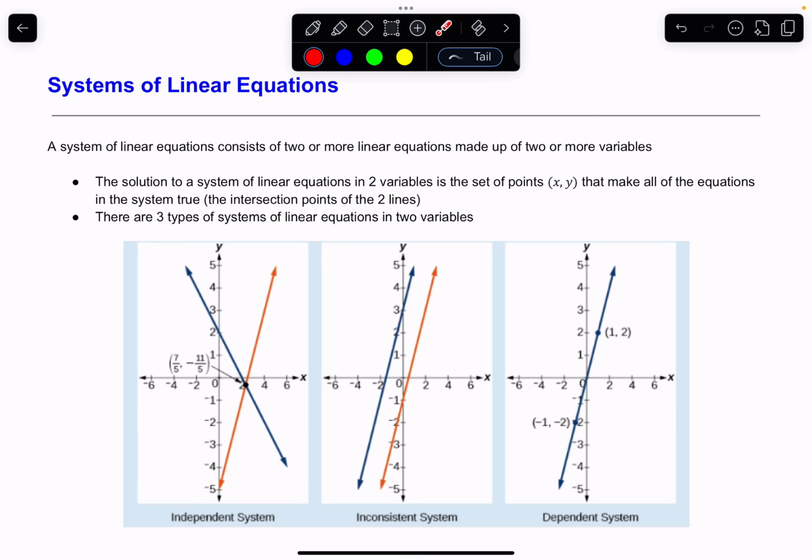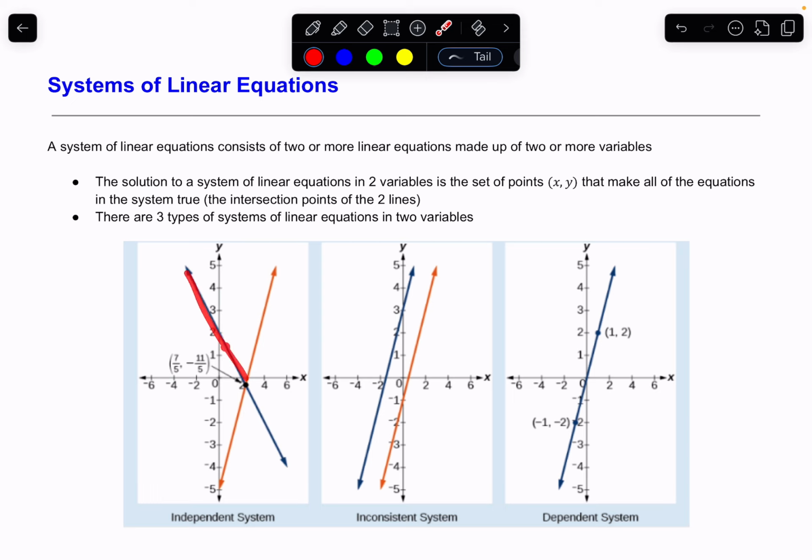When we say we have a system of equations in two variables, that means we have two straight lines. But the way we position those two straight lines can give us three different possibilities.